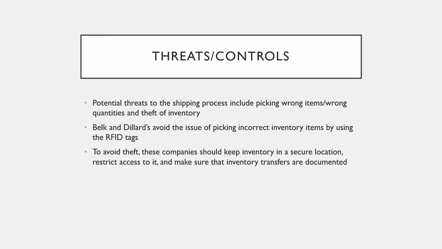To avoid theft, these companies should keep inventory in a secure location, restrict access to it, and make sure that inventory transfers are documented. Limiting the number of employees that come in contact and deal with inventory will likely reduce theft or the potential for it. Also, shipping and warehouse employees should sign off on the document accompanying the goods when they are being transferred. This allows for the tracking of the items and shows who had them in their possession.